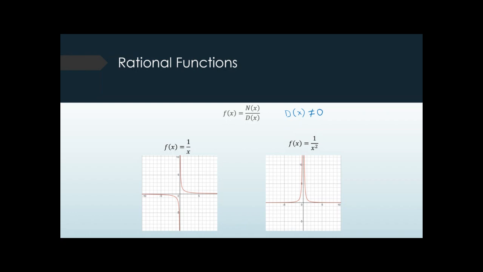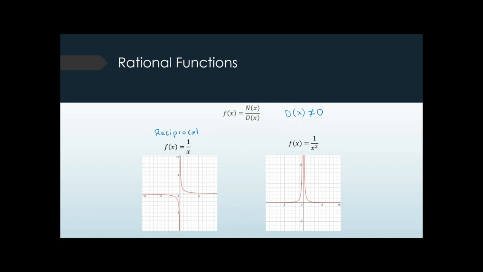So I've got two types of rational functions here. The first one is called the reciprocal function, and we did see that when we were learning about the different parent functions. The second one here is 1 over x squared, which is very similar, but instead of x, it's x squared. And you can see that there are two basic shapes to these.